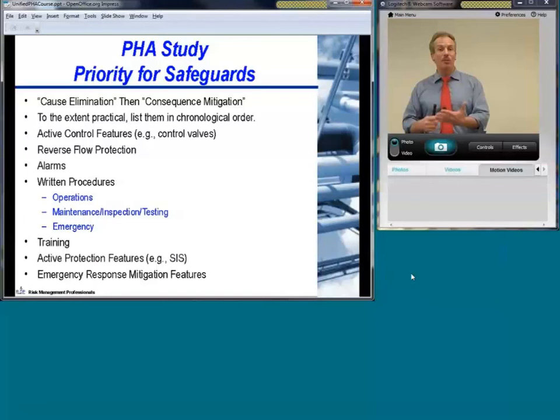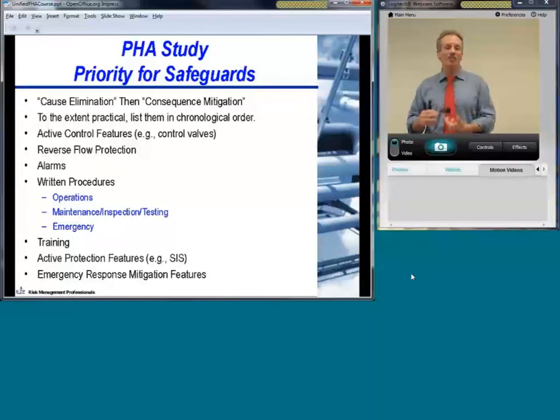Written procedures, when they're considered, it's best to actually list them out and specify what procedure you're talking about, whether you're talking about operations, maintenance, or even emergency procedures. Training, if you're mentioning training, what kind of training has occurred, and ask the team, is the training adequate?